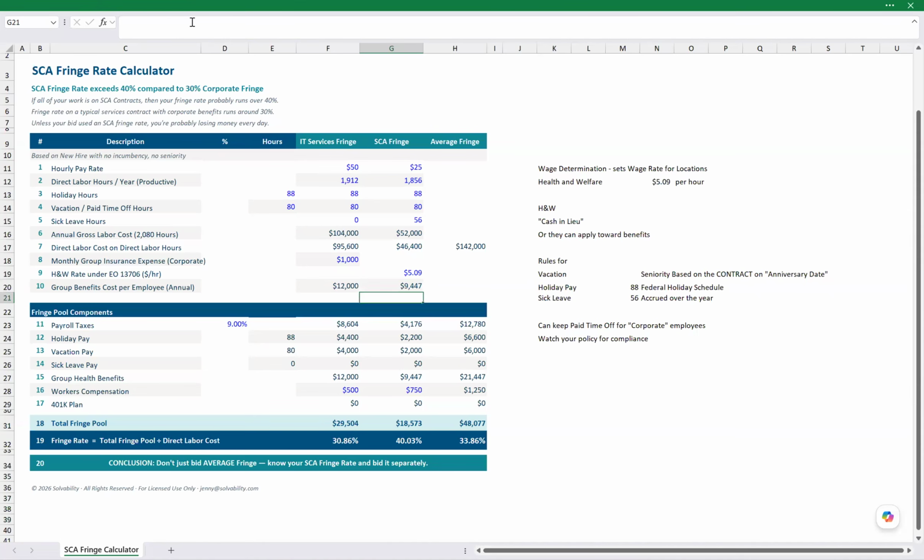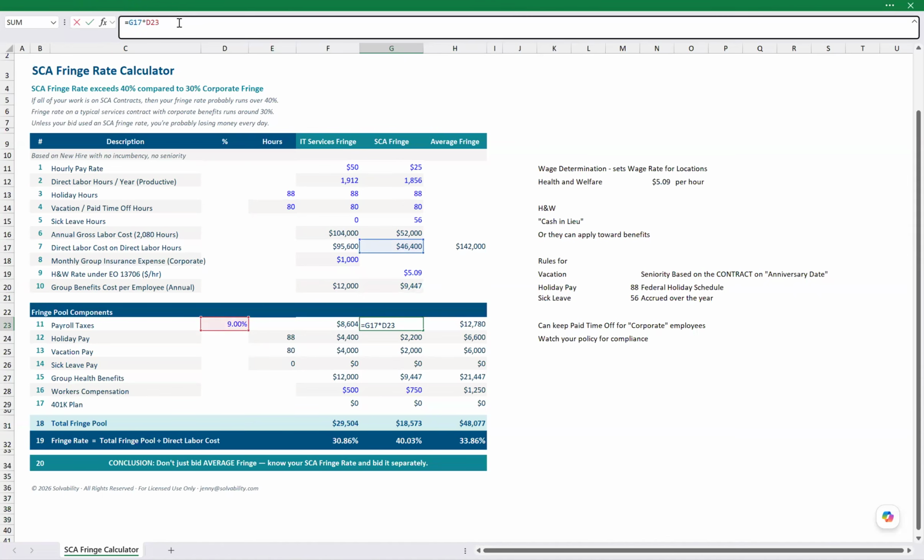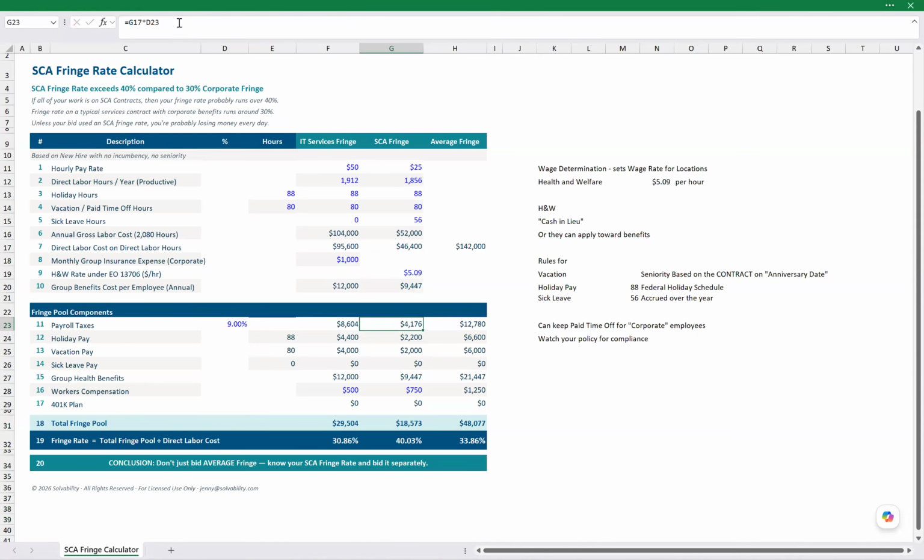Keep going with this. Please. So our payroll taxes, I'm just leaving that at 9% of the direct labor cost. It could be 8.47, but we're just using 9 because that's a good round number. They get the 8 holidays, 8 hours of holiday at 25 bucks an hour, $2,200. Vacation is 80 hours a year in this example. So that's $2,000.